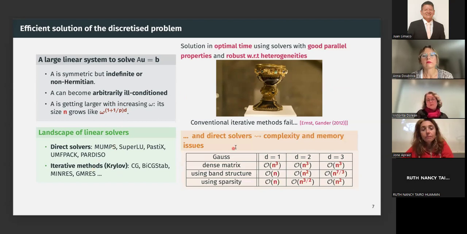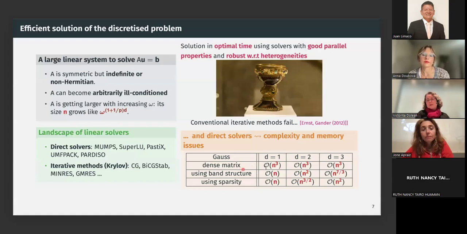So here I want to give you a picture of complexity and memory issues for direct solvers. This is a very simplistic one. If you studied numerical analysis in a bachelor course, year 2 or year 3, you learned this kind of thing: if you want to perform Gauss elimination of this dense matrix, this is the complexity.